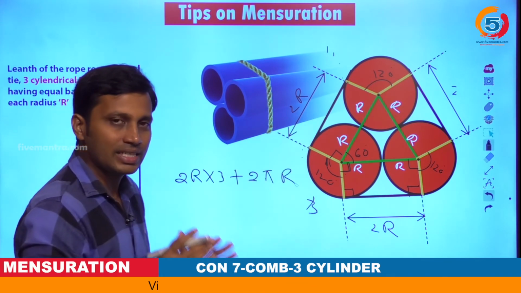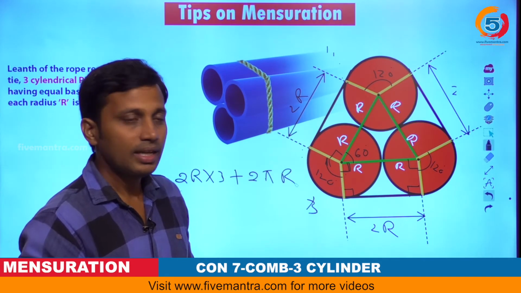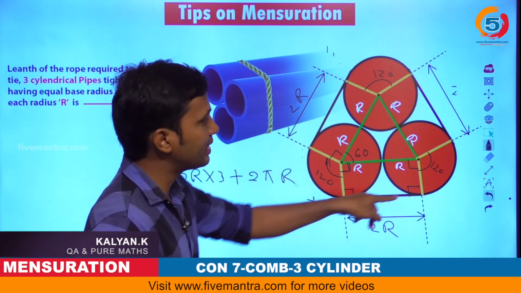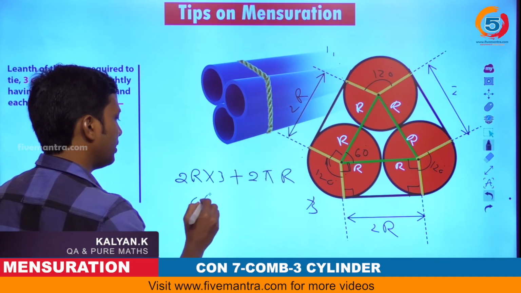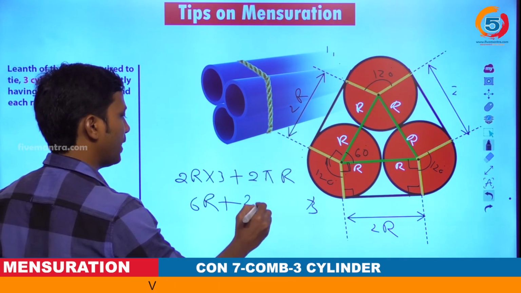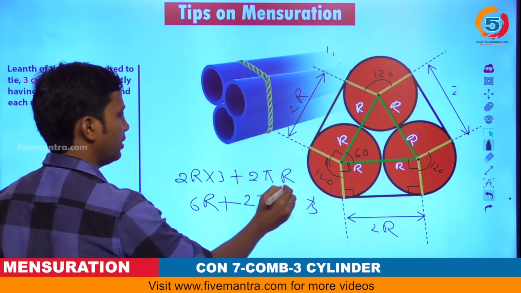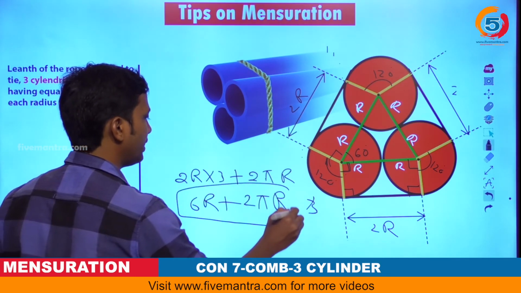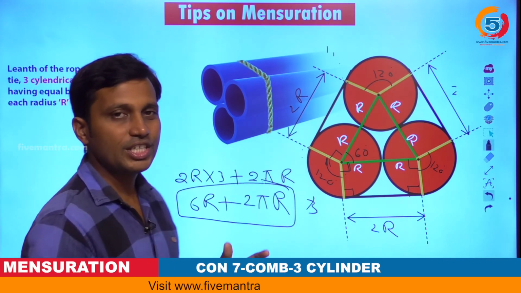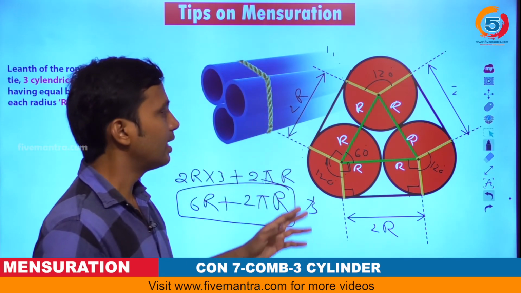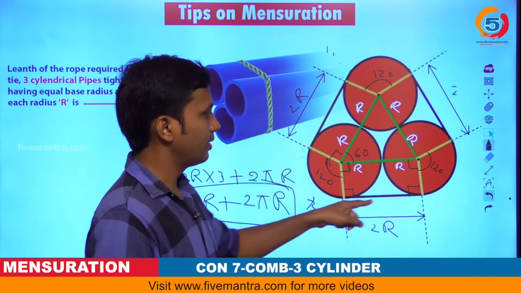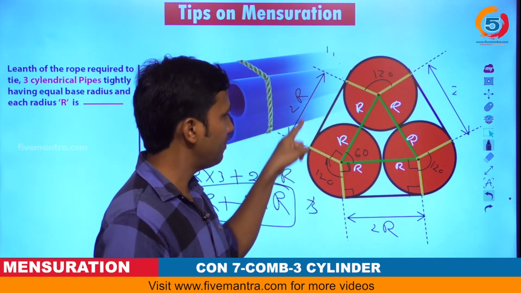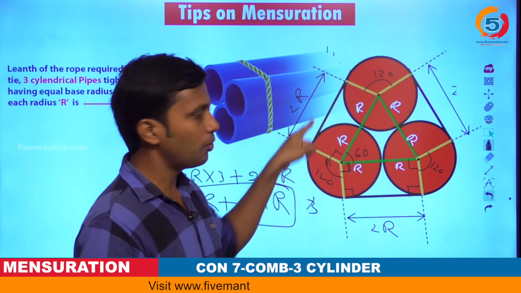So what is finally the total length of the rope which is tied around? This is 2 into 3, 6r, plus 2 pi r. So this is the total length of the rope which is used to tie the cylindrical rods or pipes along the sections. This is the total length of the rope.